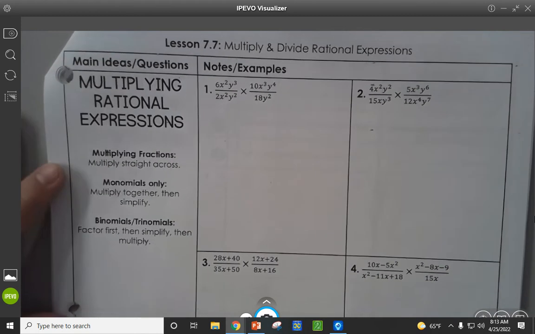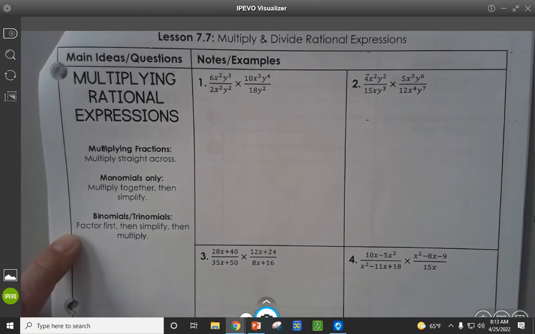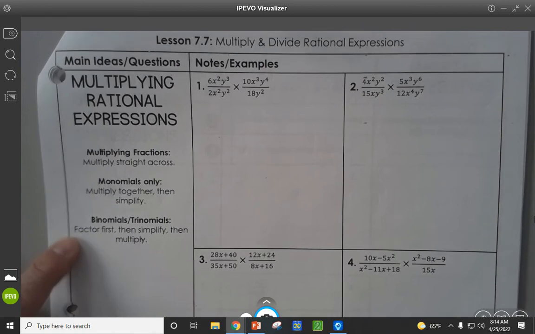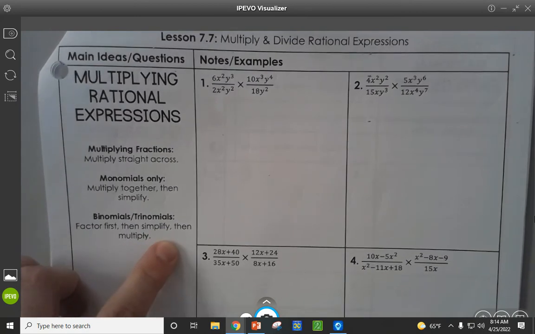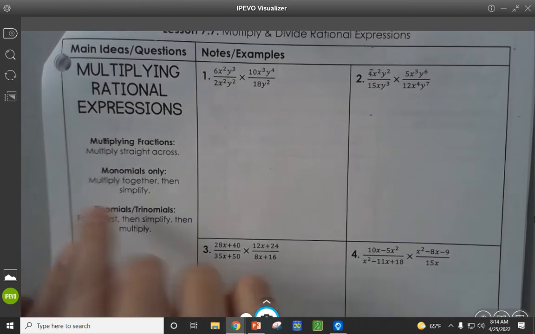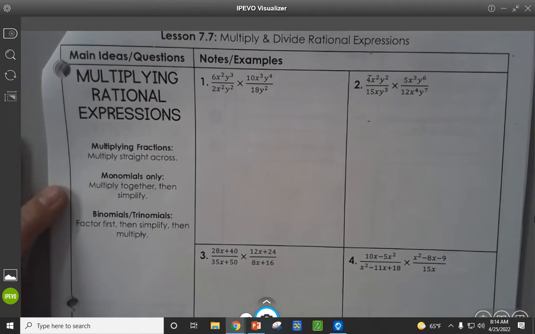then simplify. If you have binomials or trinomials, factor first, factor everything, GCF, your trinomials, simplify what you can, and then multiply straight across. That's usually the easiest. And when we have binomials and trinomials, you will leave your answer as the separate factors. You don't need to multiply back out at the end.